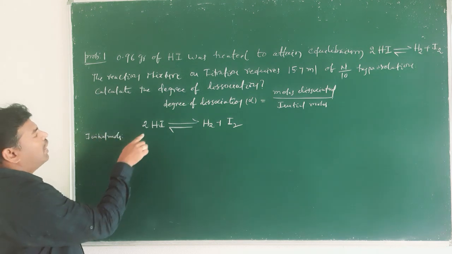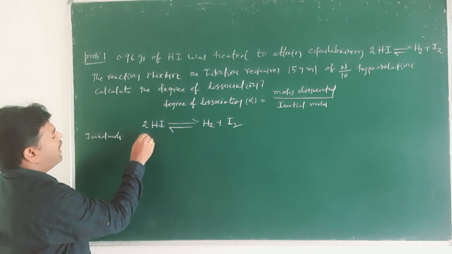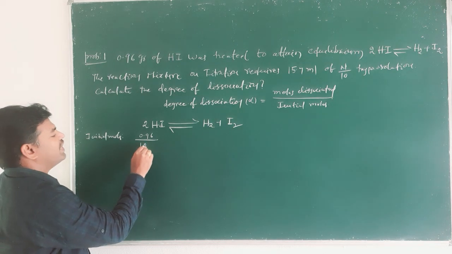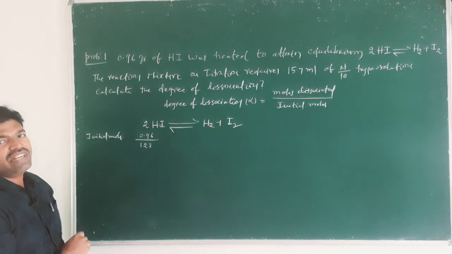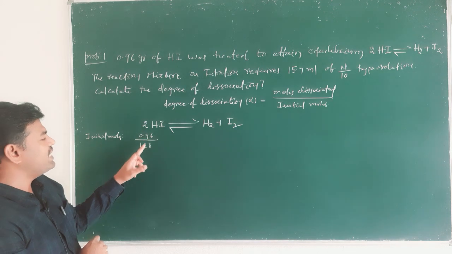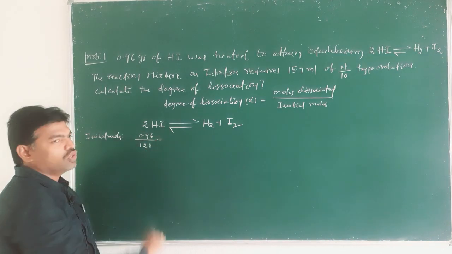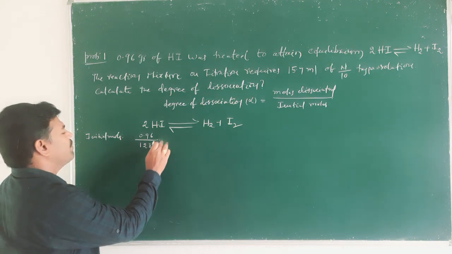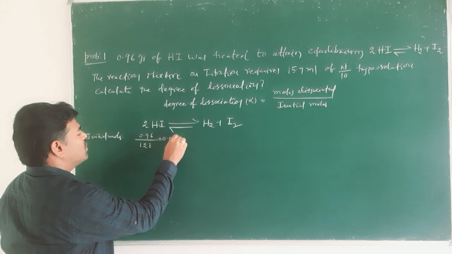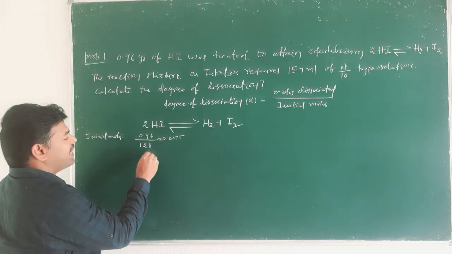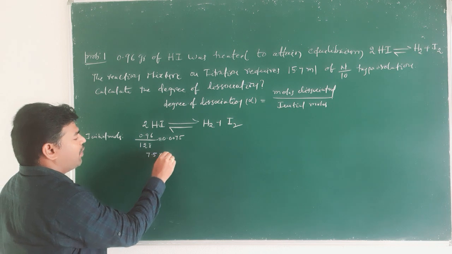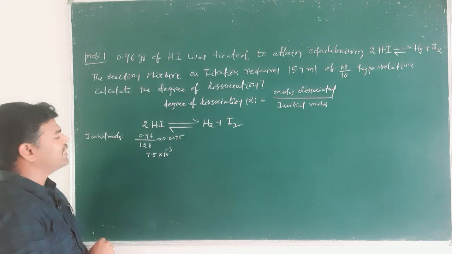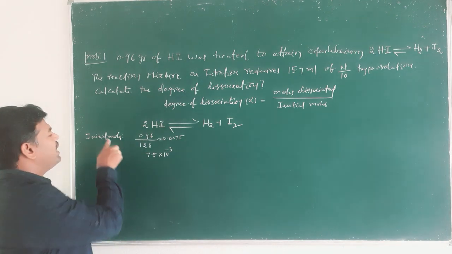So initial moles is equal to the weight of HI, 0.96, divided by the molecular weight of HI, which is 128. So 0.96 by 128 comes out to be 0.0075. We can write it as 7.5 into 10 power minus 3. These are the initial moles of HI.